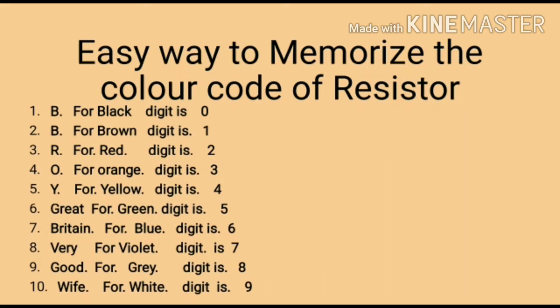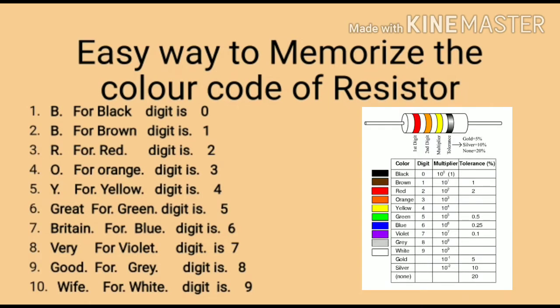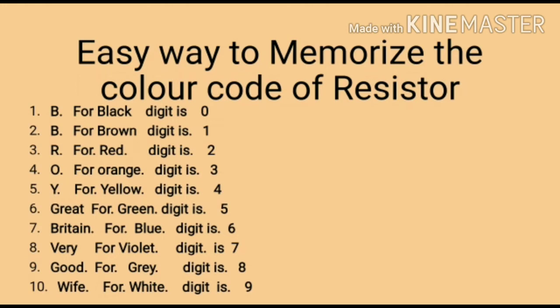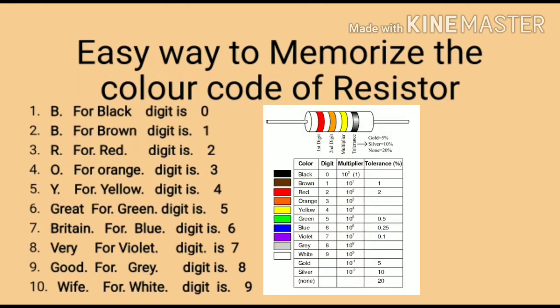Now, to easily memorize the color band, we may learn a simple sentence which is: B.B. Roy of Great Britain has a very good wife. Here, first B for black, whose digit is 0. Next B for brown, whose digit is 1. R for red, whose digit is 2.